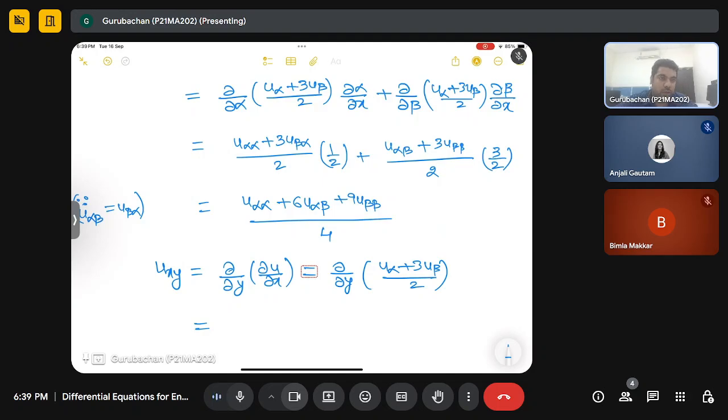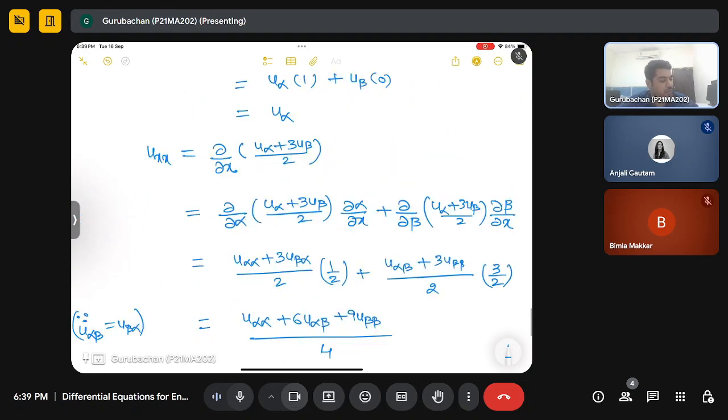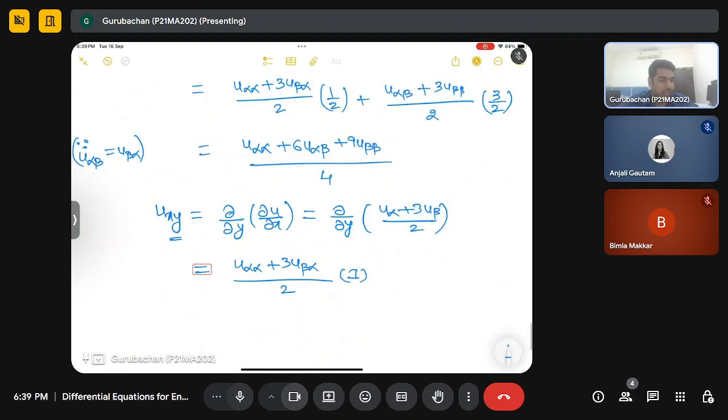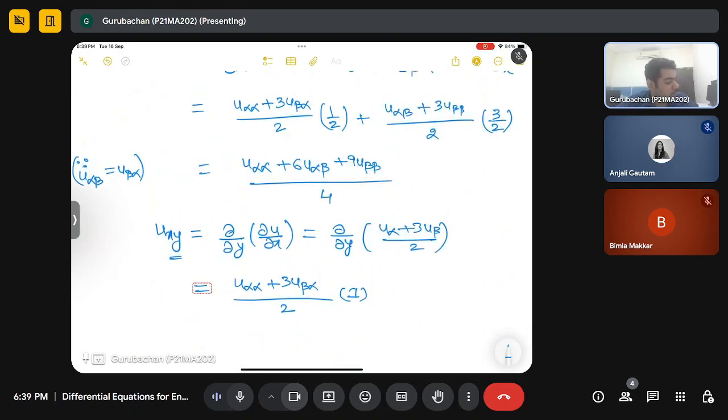So when you differentiate with respect to alpha, you will get u alpha alpha plus 3 times u beta alpha divided by 2. And when you differentiate alpha with respect to y, since we are differentiating with respect to the second variable, this will give you 1, because alpha has only y in it. So del alpha by del y will be nothing but exactly 1. What about the next one?